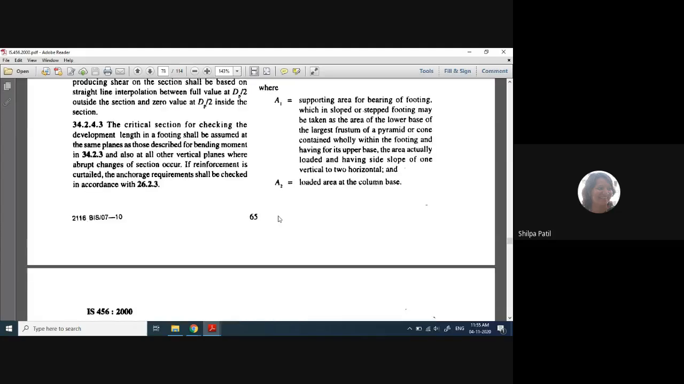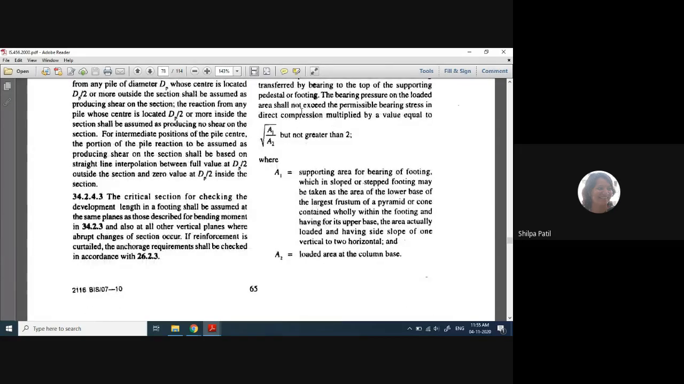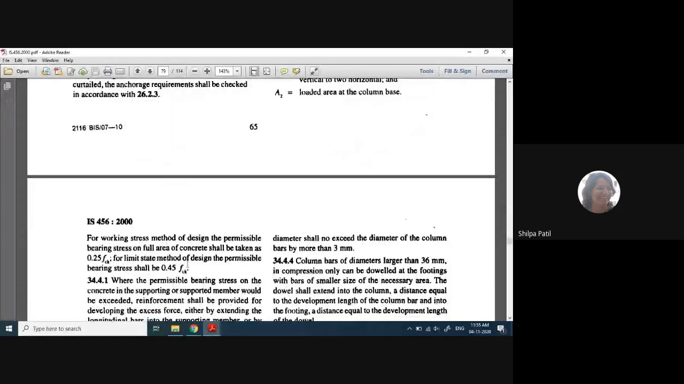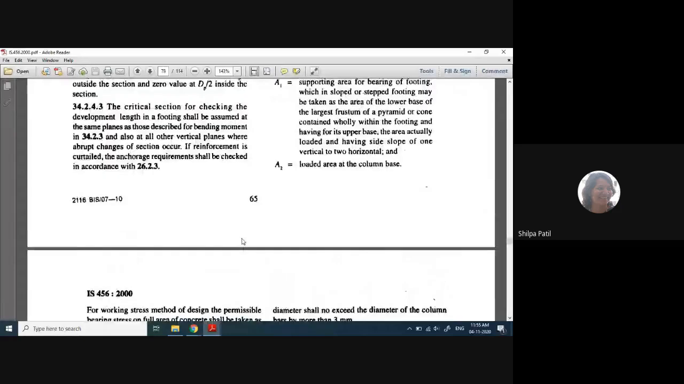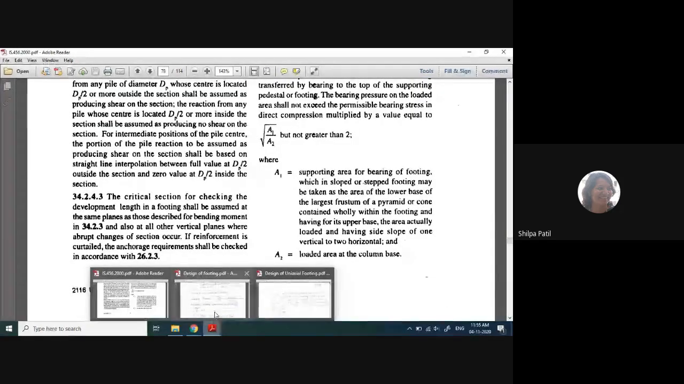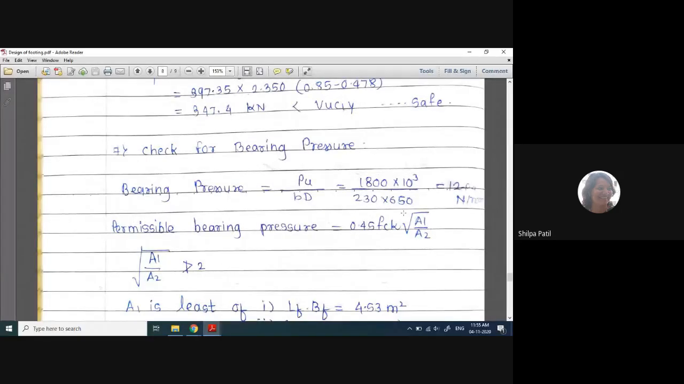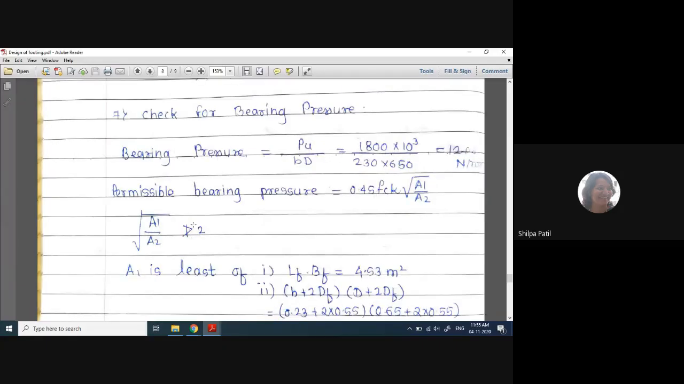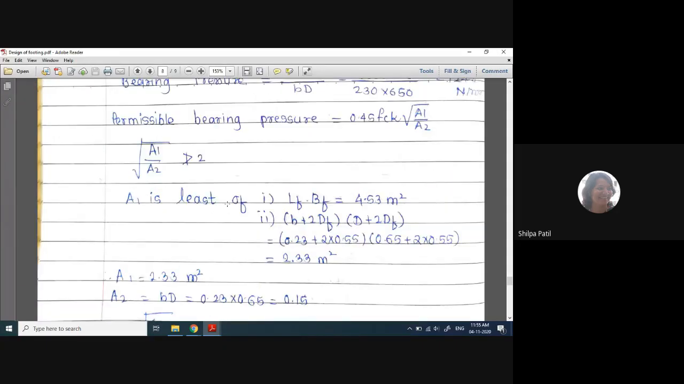So what is the criteria here? The bearing pressure on the loaded area shall not exceed the permissible bearing stress in direct compression multiplied by this. So for limit state, the permissible bearing stress is 0.45 fck multiplied by under root A1 by A2. This is the limiting value. So accordingly, this formula is taken here. Okay, so permissible bearing pressure is 0.45 fck under root A1 by A2. A1 by A2, this ratio should not be greater than 2. So A1 is actually the area of the footing or this criteria.